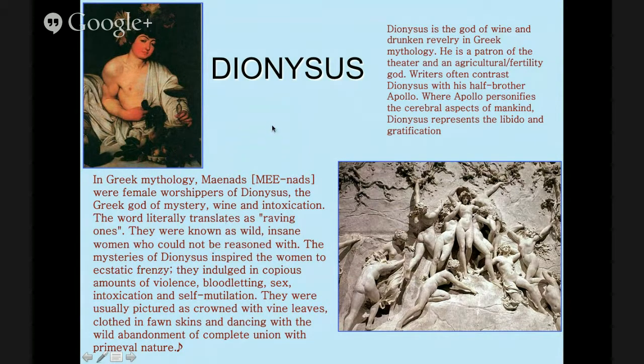He was the god of wine and drunken revelry in Greek mythology. And he was the patron of theater and the fertility god. And so he's often contrasted with his half-brother Apollo, where Apollo personifies the cerebral aspects of mankind. Dionysus represents the physical, the libido, the gratification aspect of mankind.